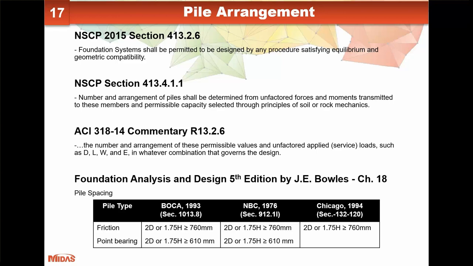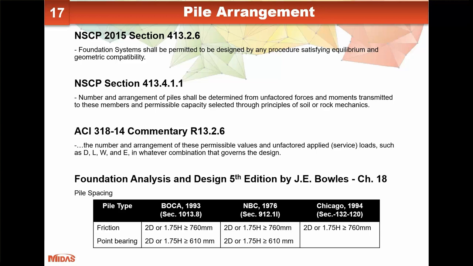And under ACI 318-14, on the commentary section R13.2.6, the number and arrangement of piles are determined from these permissible values and unfactored applied loads, such as dead load, live load, wind, and earthquake, in whatever combination that governs the design. So you may read the whole paragraph for this commentary on R13.2.6 of the ACI 318-14.